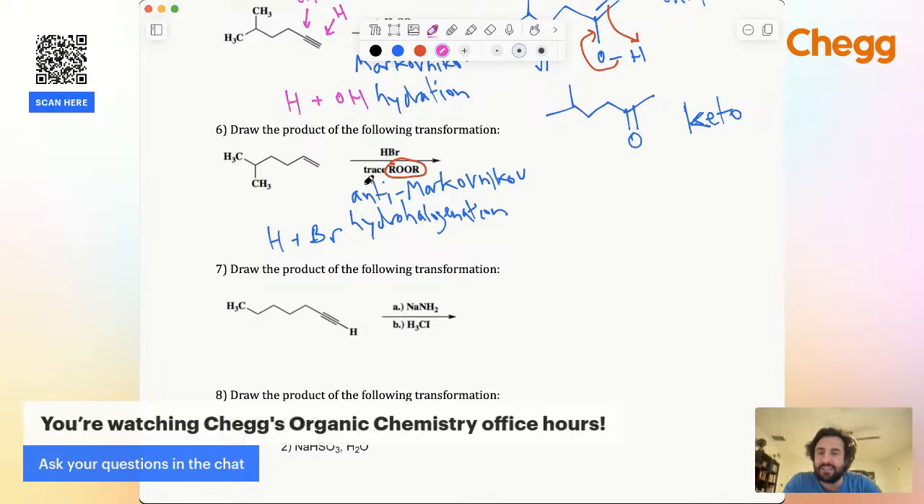And because it is anti-Markovnikov, that means the bromine is going to go there and the hydrogen is going to go there. The bromine is going to go to the less substituted side. That's what anti-Markovnikov means. So we get boom, boom, boom, boom. The bromine ends up here and not here. The hydrogen that was added ended up here. It is implied, so we don't have to write it. But we know that the bromine is going to the less substituted carbon. That is your anti-Markovnikov hydrohalogenation.